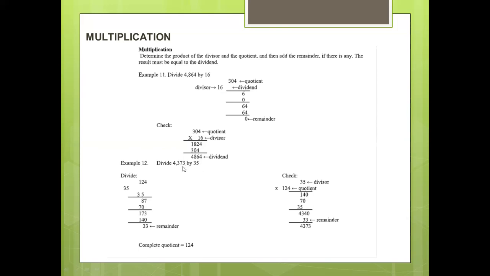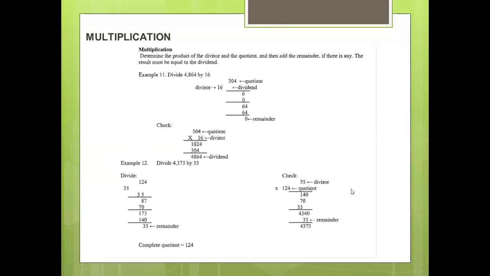Let's try to solve this. We will be dividing 4,373 by 35. So let's check how many 35s we have in 4,373. 35 is our divisor and our dividend is 4,373. If we check in our calculator, we will have 124. But if we use the mathematical term of division, there will be a remainder, which is 33.